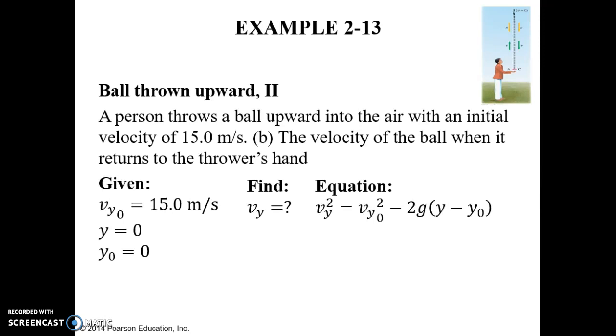The equation we use is Vy squared equals Vy naught squared minus 2g times y minus y naught. The variables that cancel out are final position and initial position. By golly, look at that. The squares cancel out, and the final velocity equals the initial velocity, which is 15 meters per second. So anywhere at the same height, the magnitude of the velocity is equal, but the direction is opposite.